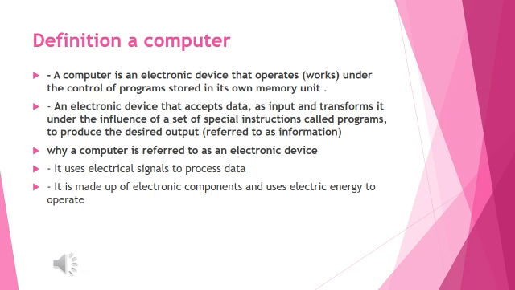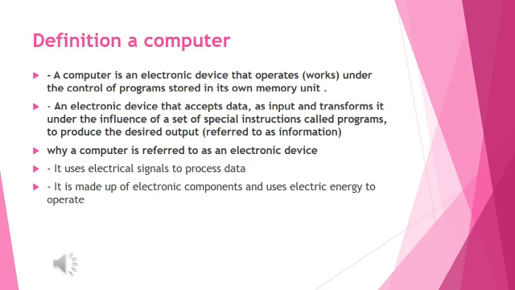Another definition for a computer: a computer is an electronic device that accepts data as input and transforms it under a set of special instructions called programs to produce the desired output. So here we see that a computer is an electronic device that will accept data. It will accept what you want to feed. It will transform, and that transformation is called processing. It will process the data to give you output. That output is sometimes referred to as information. Information will be the results you get after you feed data. So in a computer, we feed data, we get information.